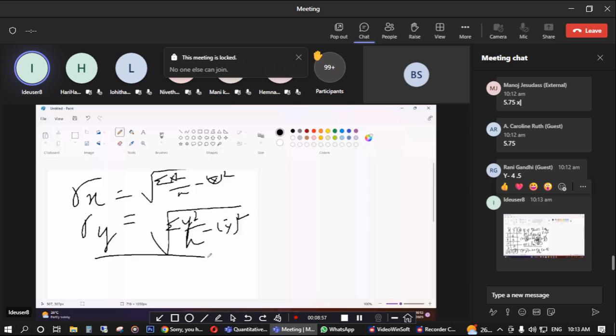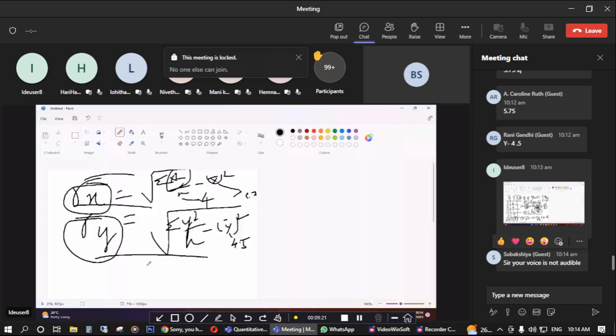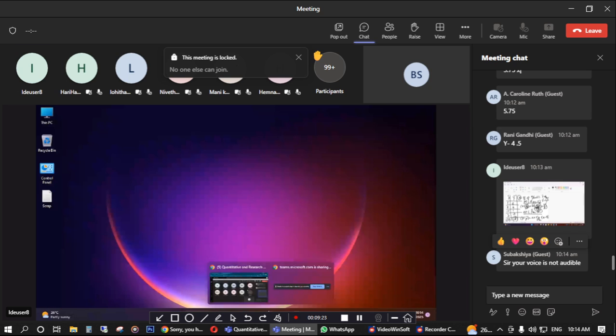So just substitute it. You have to find out what is x square. N you already know, 4. You know x bar is 5.75 and y bar is 4.5. So just do x square and y square and get me the value for sigma x and sigma y. Can you please solve it?